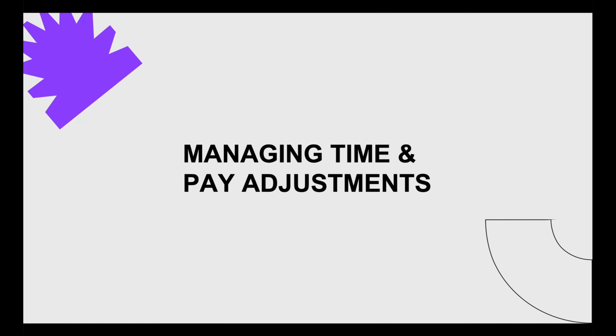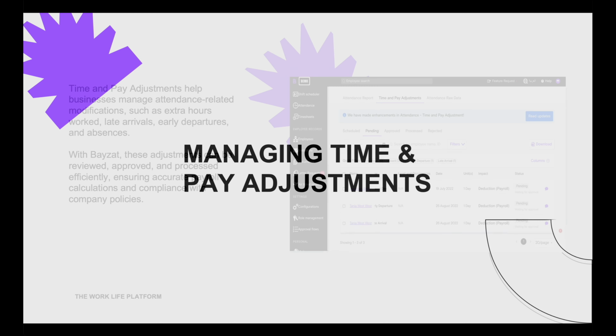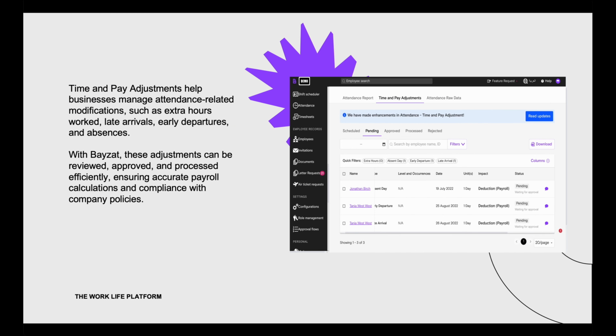With the deduction policy in place to handle attendance violations, let's take a look at how to handle exceptions and corrections through time and pay adjustments. Time and pay adjustments allow managers to correct attendance entries and apply related pay changes when needed. This could include situations like missed check-ins, forgotten checkouts, or approved early leaves.